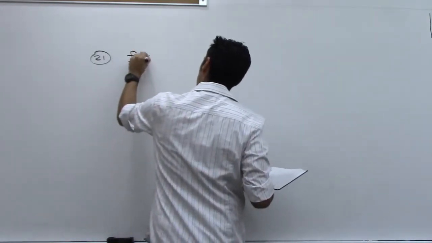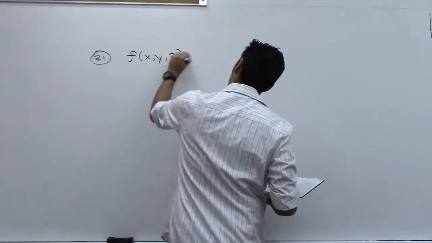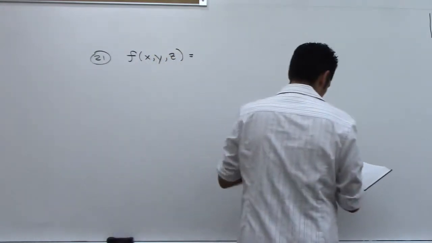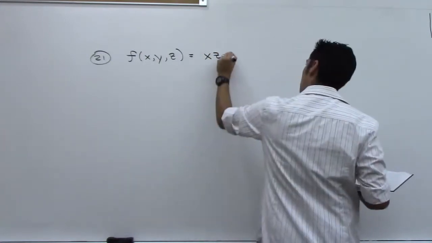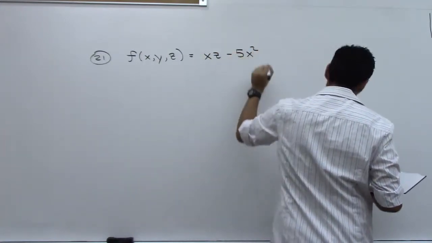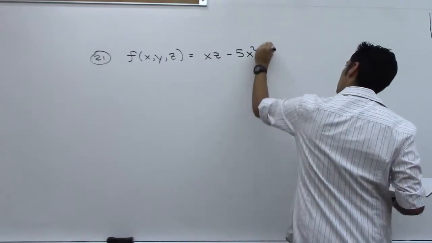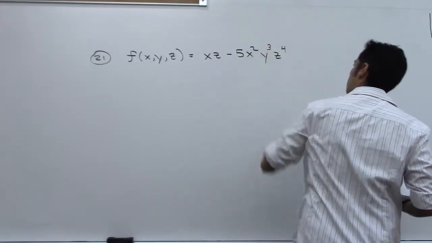F of x, y, z equals xz minus 5x squared y cubed z to the 4th.